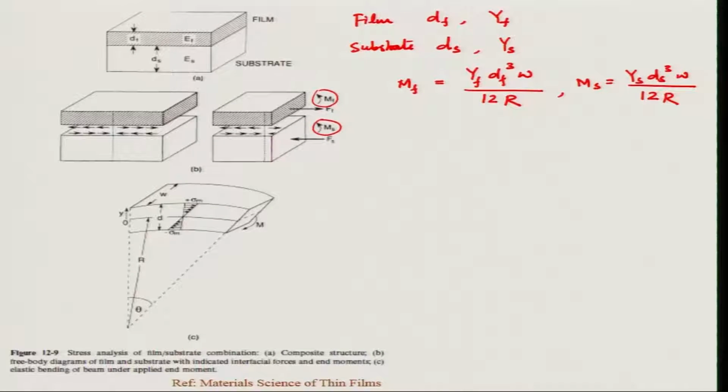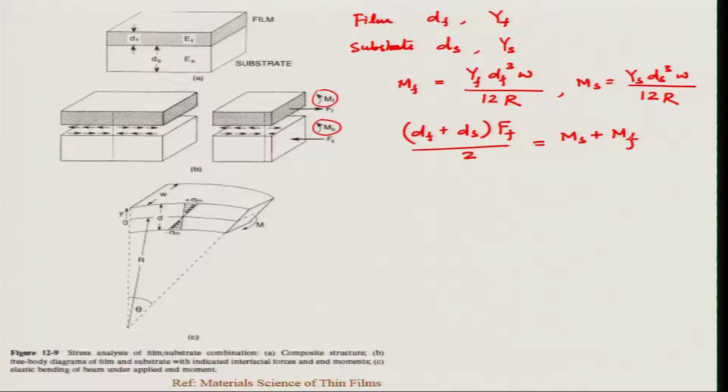can take either of these two, and the distance which will balance these bending moments will be the thickness of those films. So we can say that df plus ds multiplied by the force on the film or the substrate, both are equal, divided by 2, because we are taking the bending moment due to both, should be equal to the total bending moment in the system.